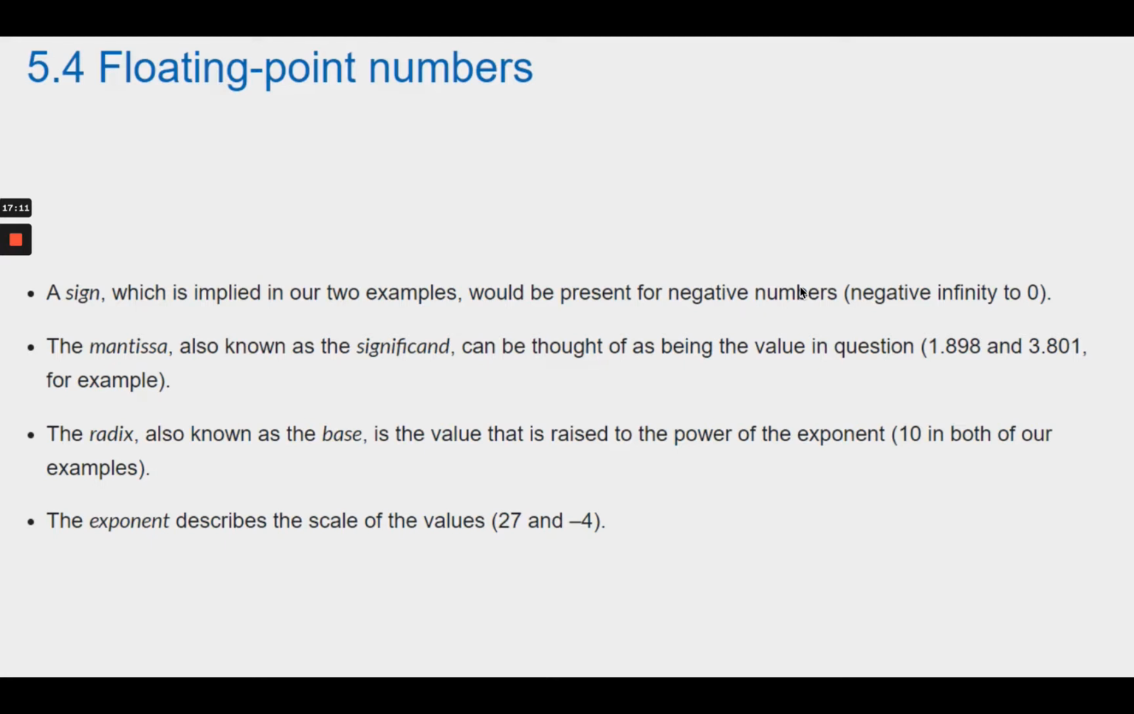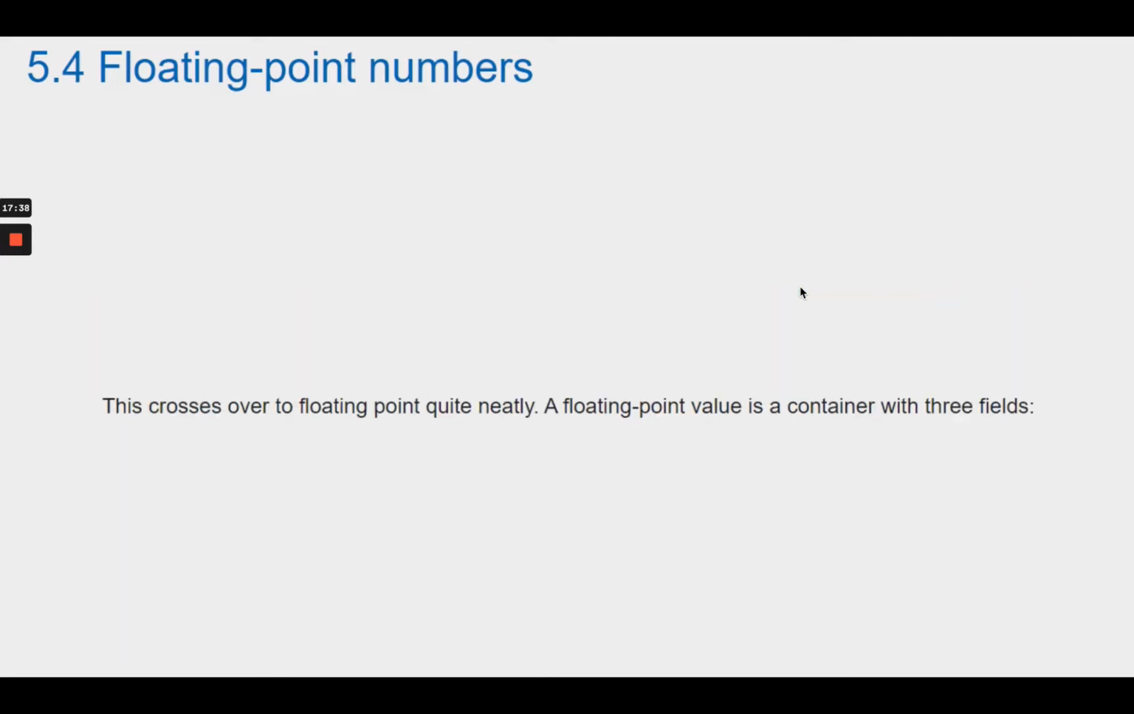The mantissa, also known as the significand, can be thought of as being the value in question: 1.898 and 3.801, for example. The radix, also known as the base, is the value that is raised to the power of the exponent, 10 in both of our examples. The exponent describes the scale of the values, 27 and -4. This crosses over to floating point quite neatly.